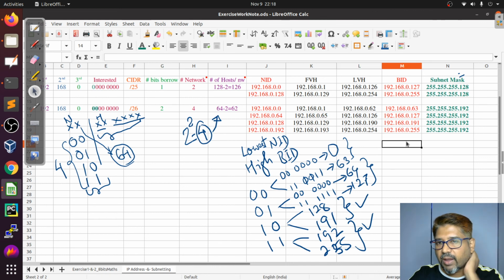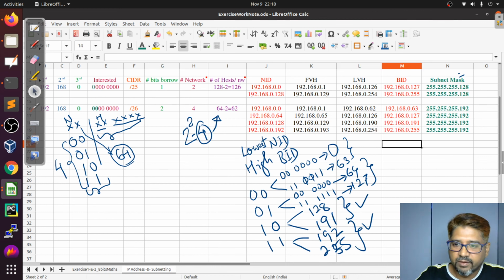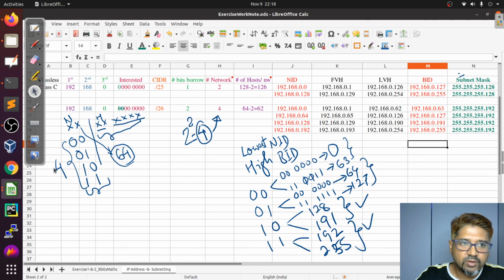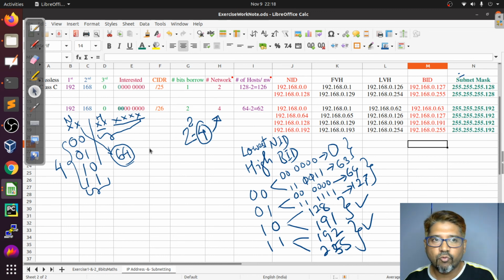So this way you have to complete the entire table. You can try it when you borrow 3 bits and 4 bits. Next class we're going to borrow 3 bits, and the 4 bits we will see how it's going to complete for the next level subnet. So please practice and get back with the questions.